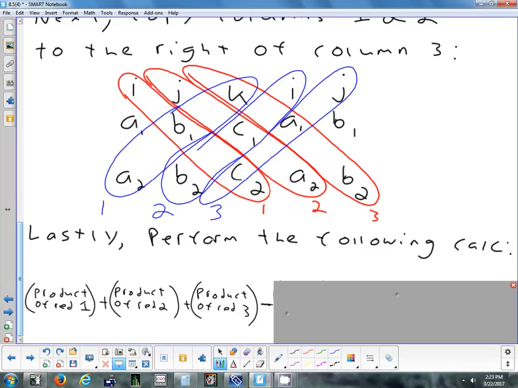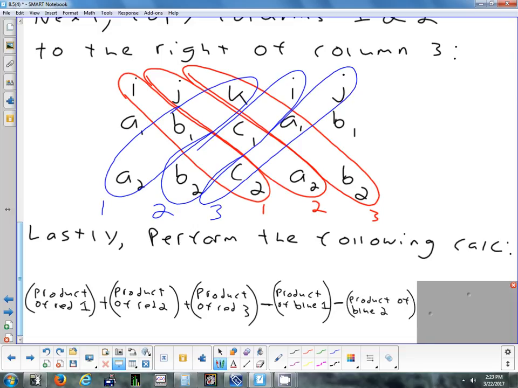Now, the blue diagonals, we're going to do pretty much the same thing, except you're going to multiply them, but you're not going to add them. You're going to subtract them. So you're going to multiply everything that's on blue 1 and subtract it. You're going to multiply everything that's on blue 2 and subtract it. And we're going to multiply everything that's on blue 3 and subtract it. Okay, so when we do it with actual numbers, it's going to be a lot less letters. Okay, and I can actually show you how it works.